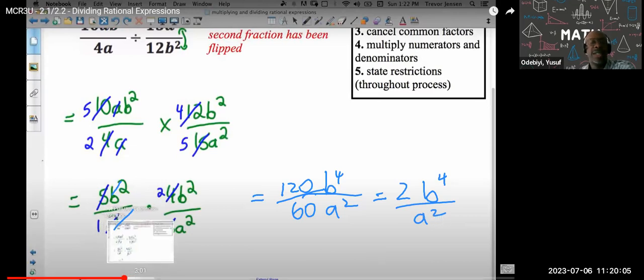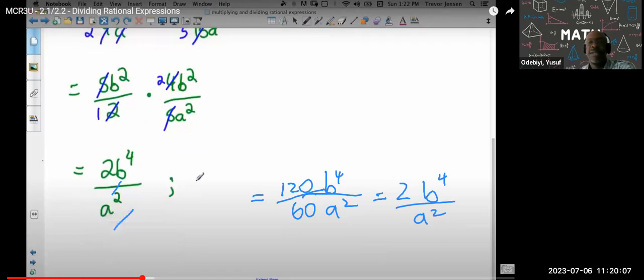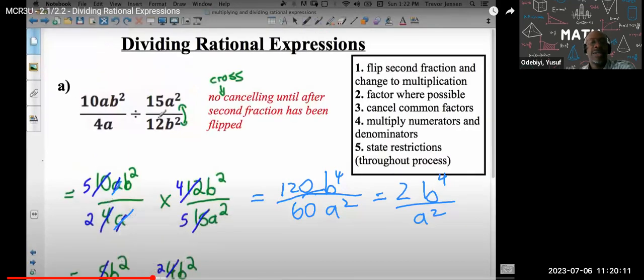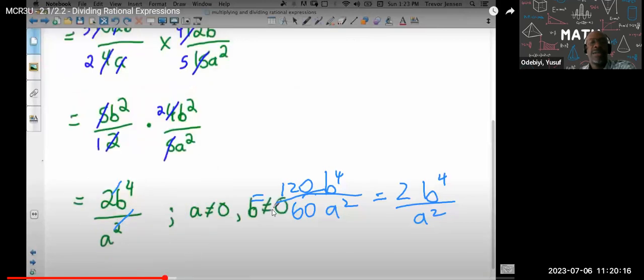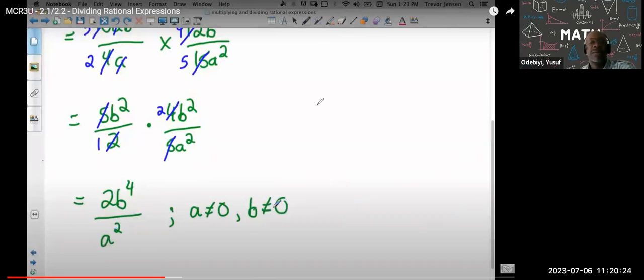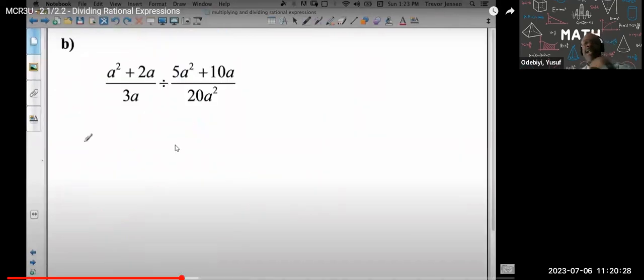Okay, so let's see here what he says. The restrictions. Okay, let me just clear out my mess so we can see it properly. Right, a cannot equal 0 and b cannot equal 0. There you go. And we have another example.